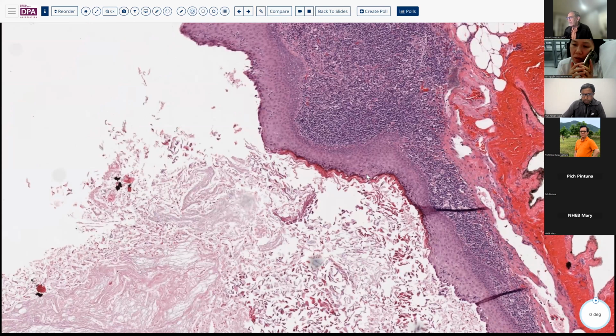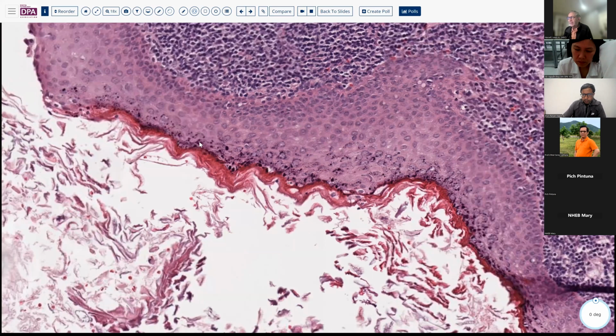So here's an area where we can see that the lining has a granular layer. It almost looks a little bit like coarse keratohyalin granules that you see with a wart or a human papillomavirus related type of lesion. But it's anyway producing keratin and exfoliating these cells.